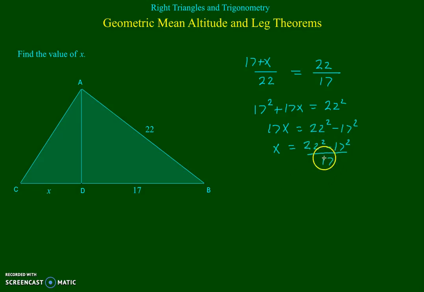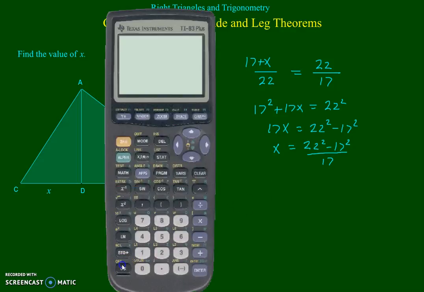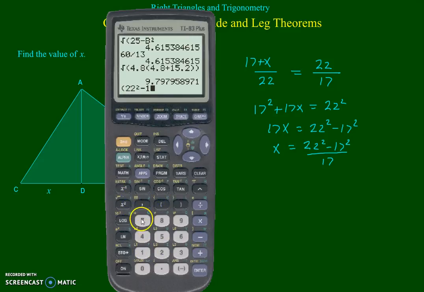Now you'll notice in this case there's no radicals because we didn't actually have an unknown that we had to take the square root of. So we're just going to put this in our calculator and see what we get. So we have 22 squared minus 17 squared divided by 17. That gives us 11.5 approximately.